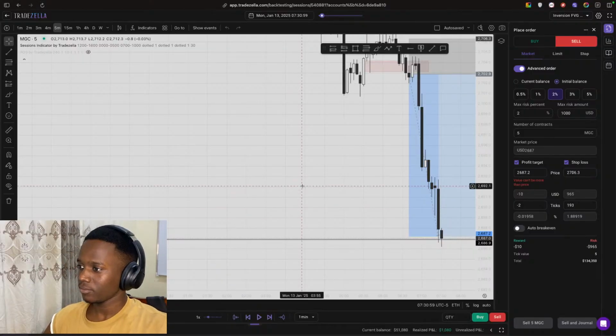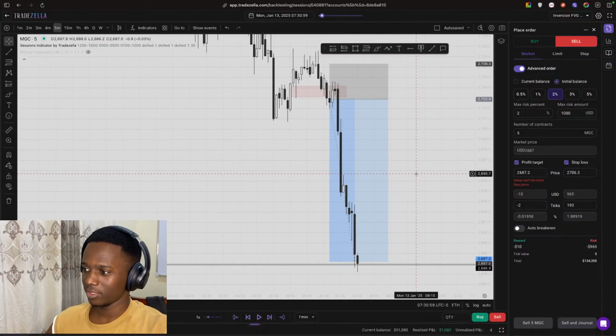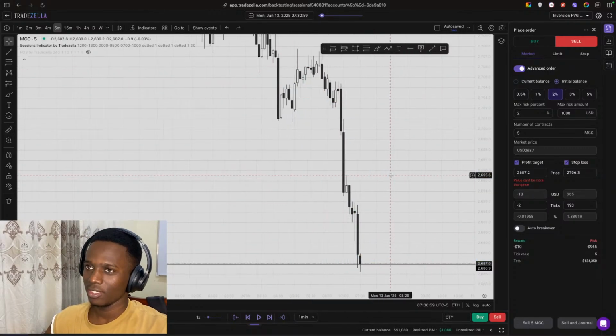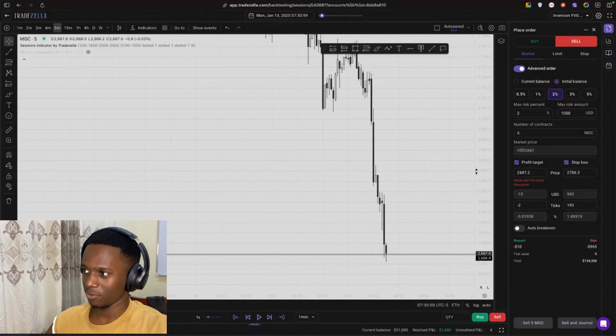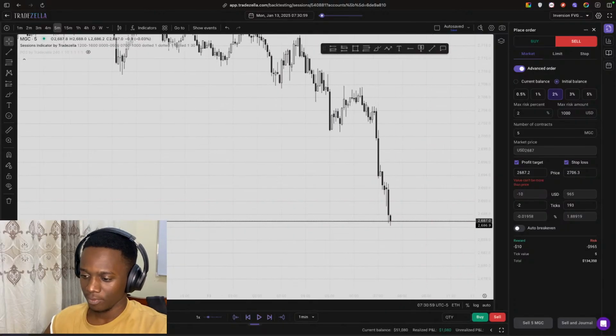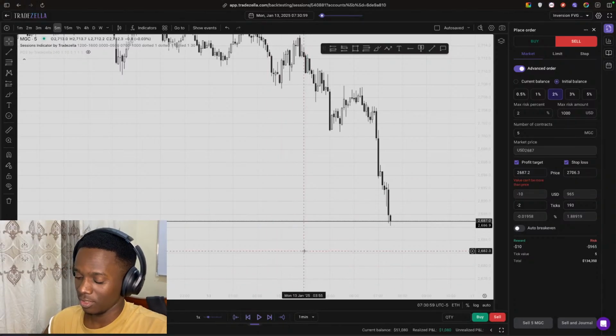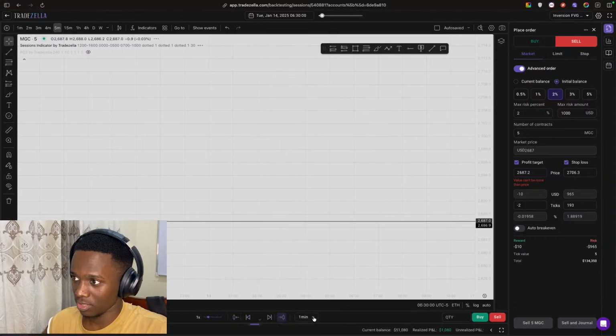Okay, so this would have been a very good trade. You can see this was a very beautiful drop here on gold. Let's see if we can find any other opportunities on the day here. Let's go to the next day actually, at 6.